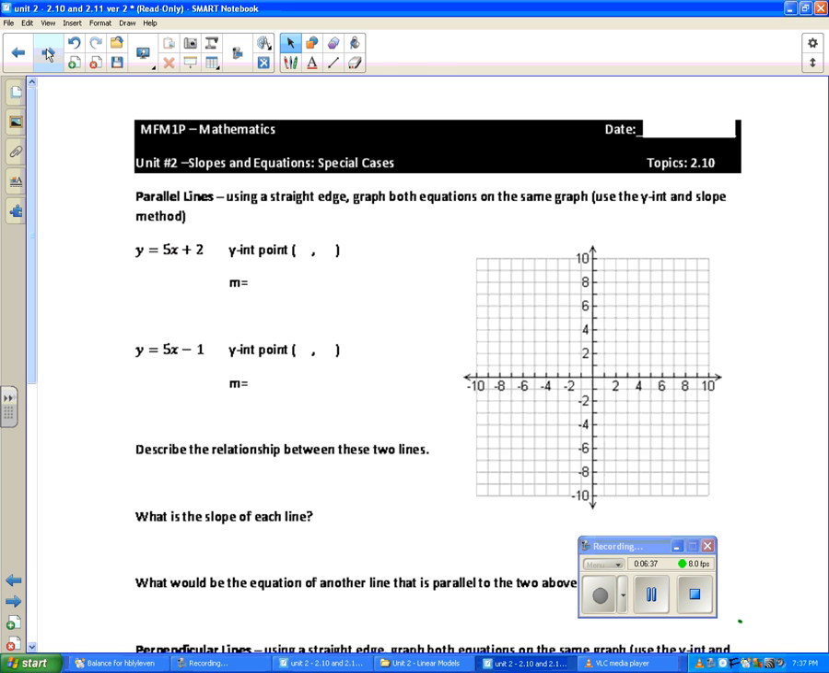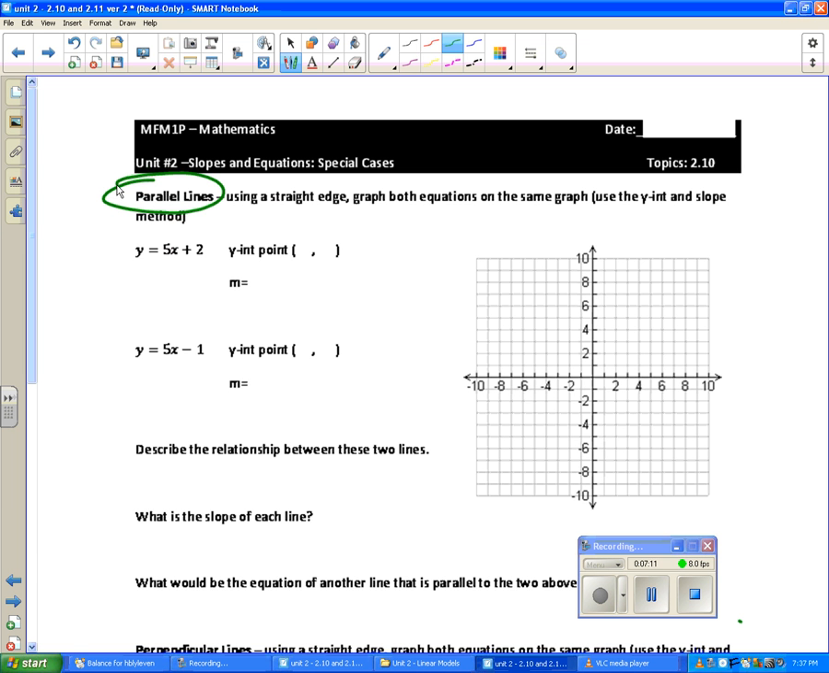So what I would do with my students, I'm going to give you just a little mini lesson here, and I'll talk about it in a moment. We're looking here at parallel lines. If we use a straight edge, we're going to graph both these equations, and I often use the example of railroad tracks. They never get any closer or farther away from each other. If they did, the train would crash. These parallel lines go on forever, but the distance between these two lines remains the same.